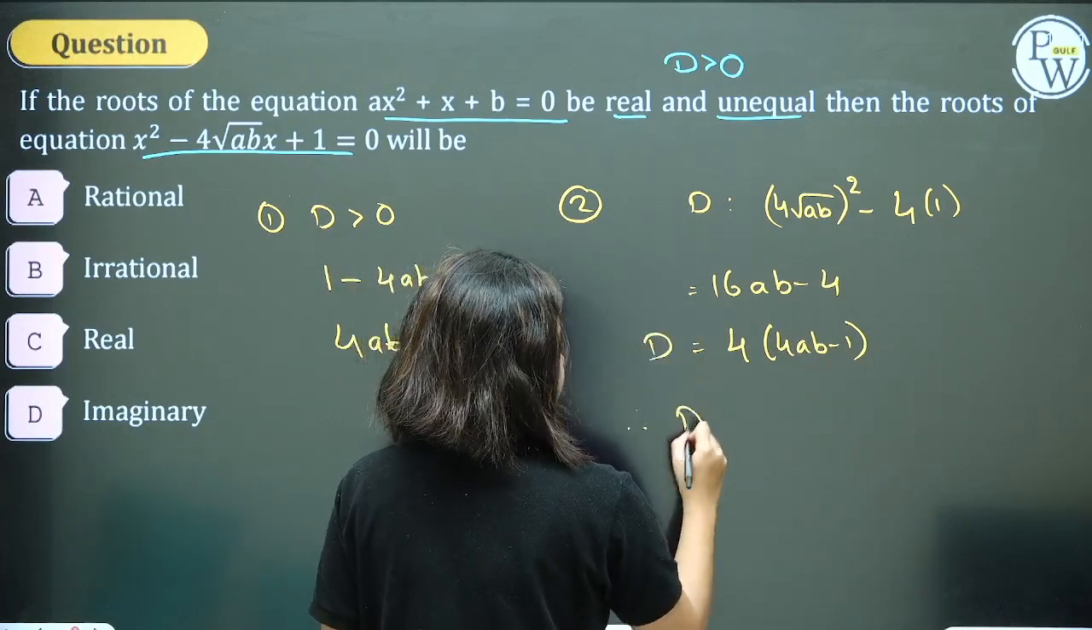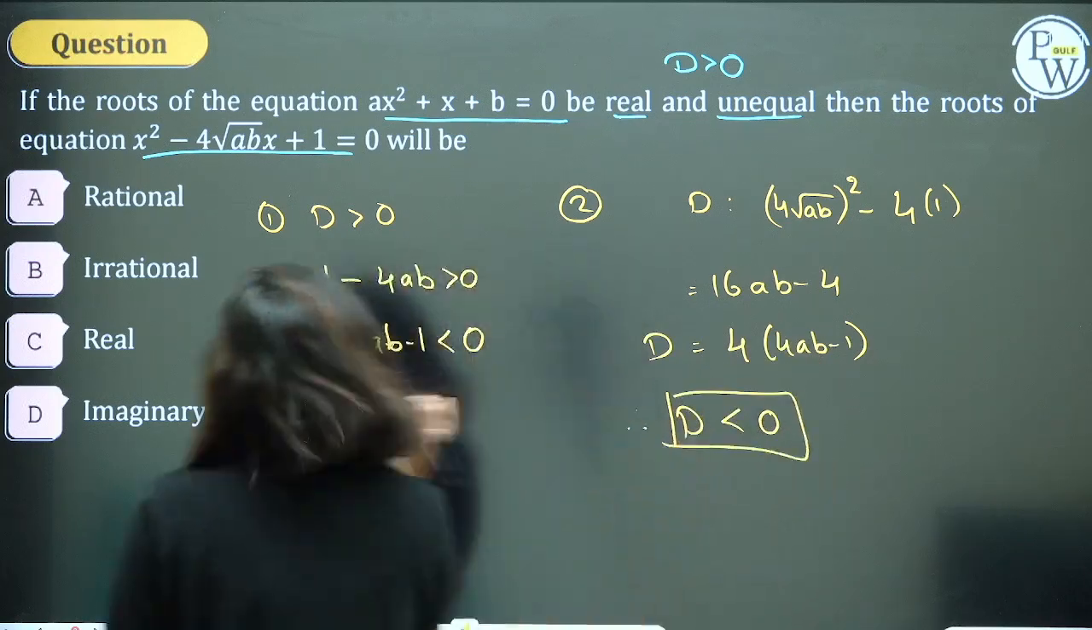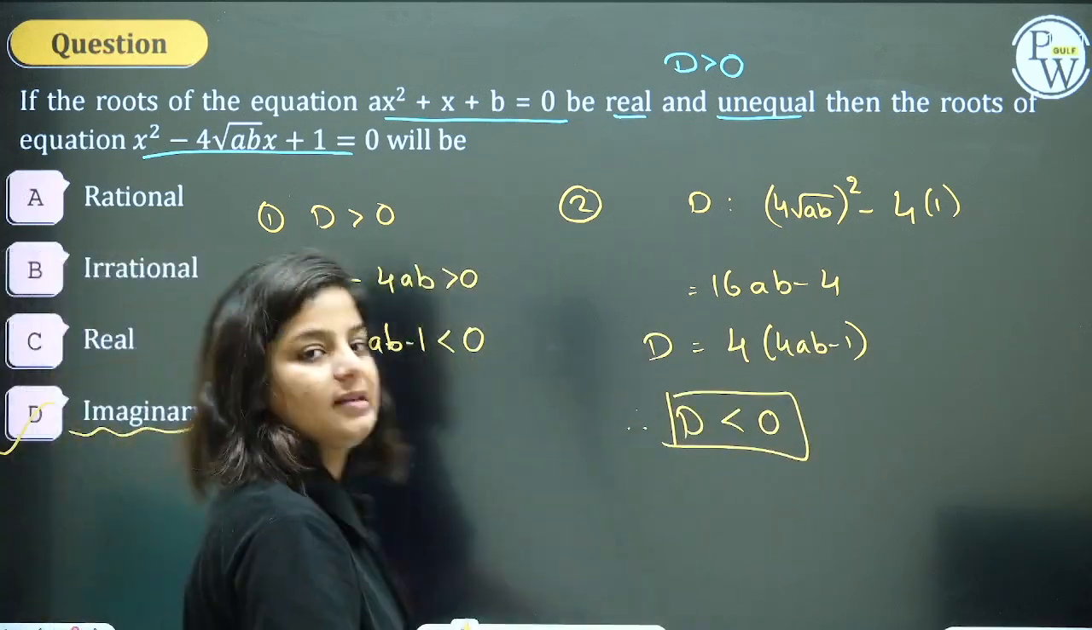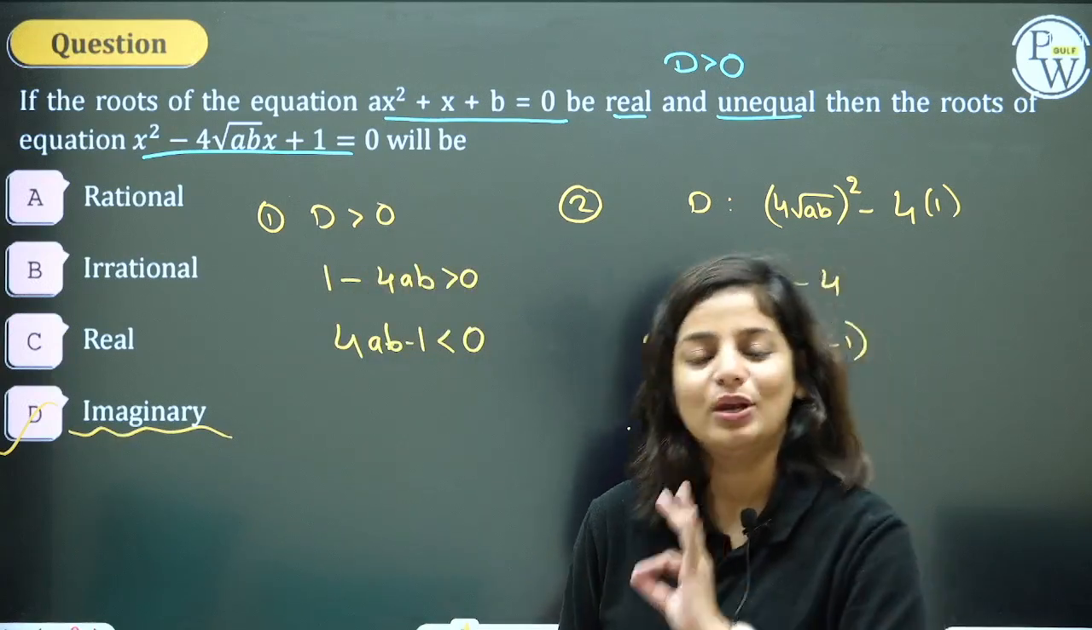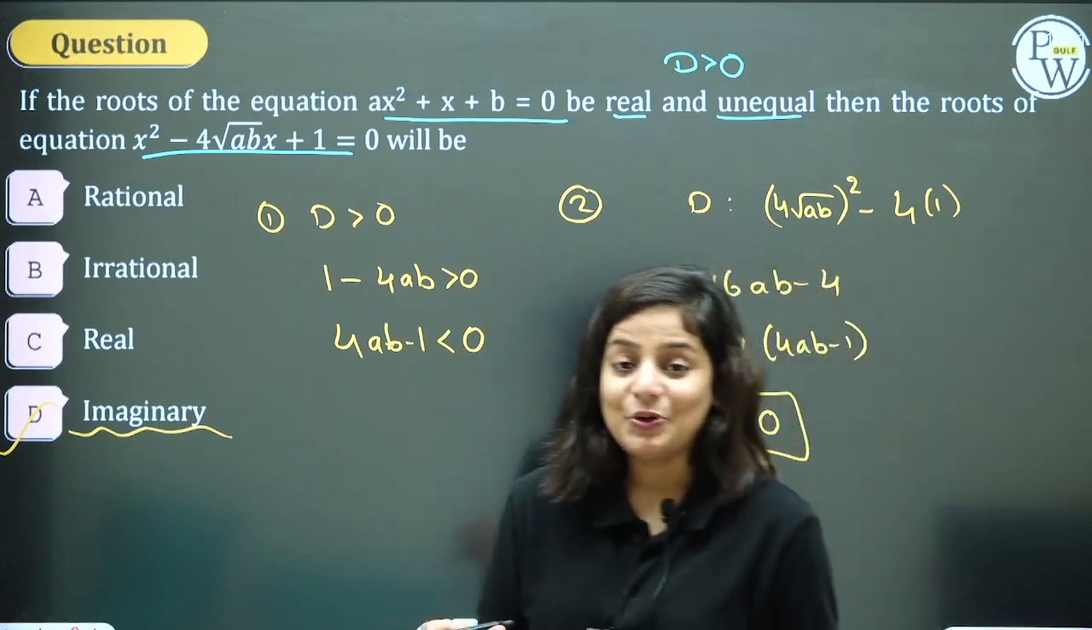That means it is 4 into a negative number, so the discriminant is less than 0, and it means the roots of the second equation will be imaginary. Great. Understood. Bingo.